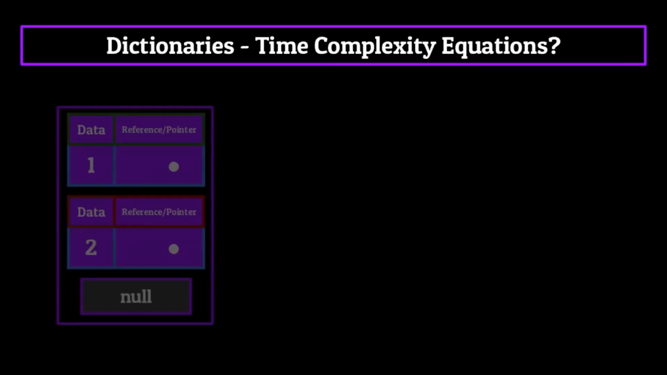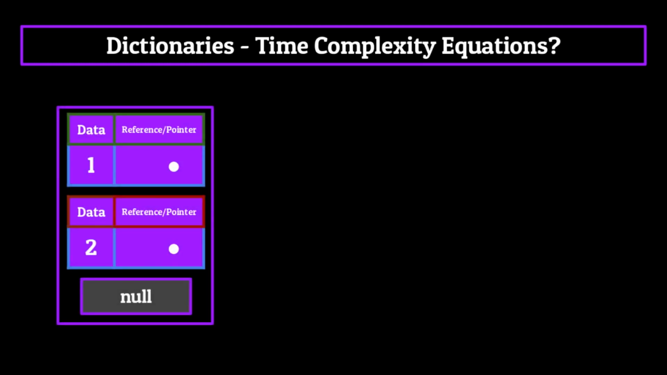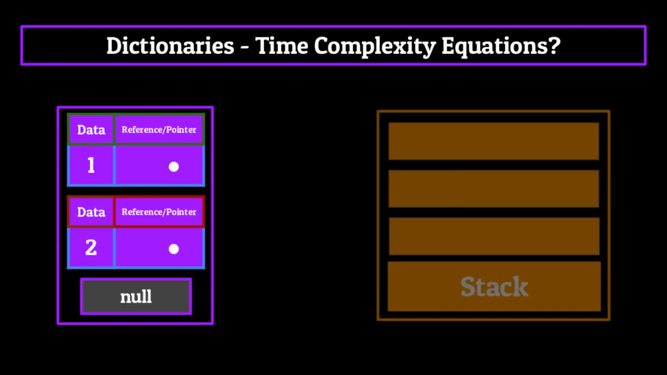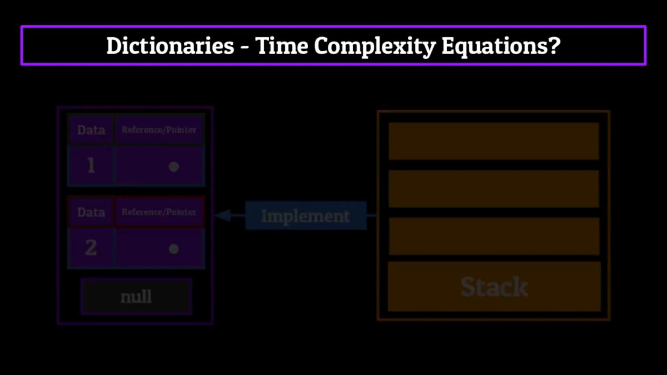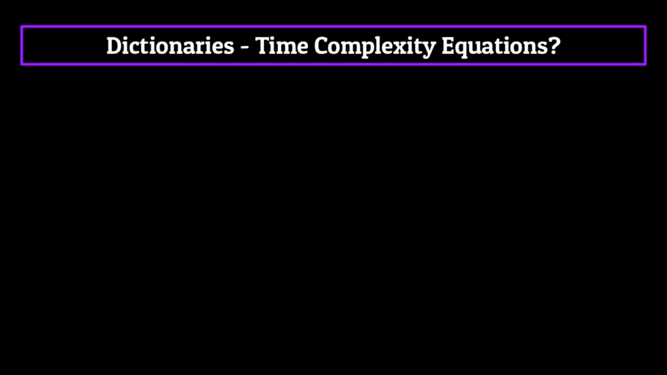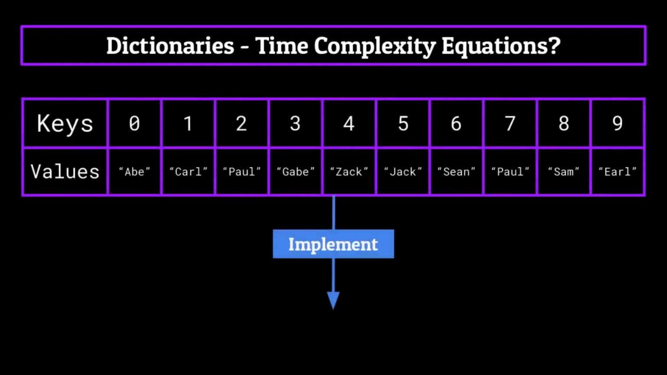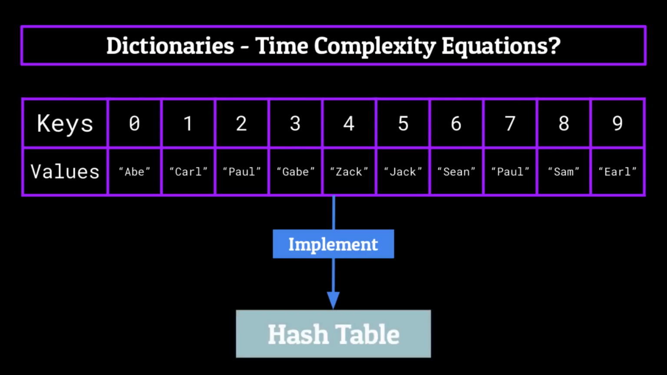Previously, we talked about linked lists and how they are sometimes used as the backing of other data structures in memory. For example, a stack might implement the linked list structure as its way of storing information. Well, the most common way to initialize a dictionary is to implement it with what's known as a hash table.